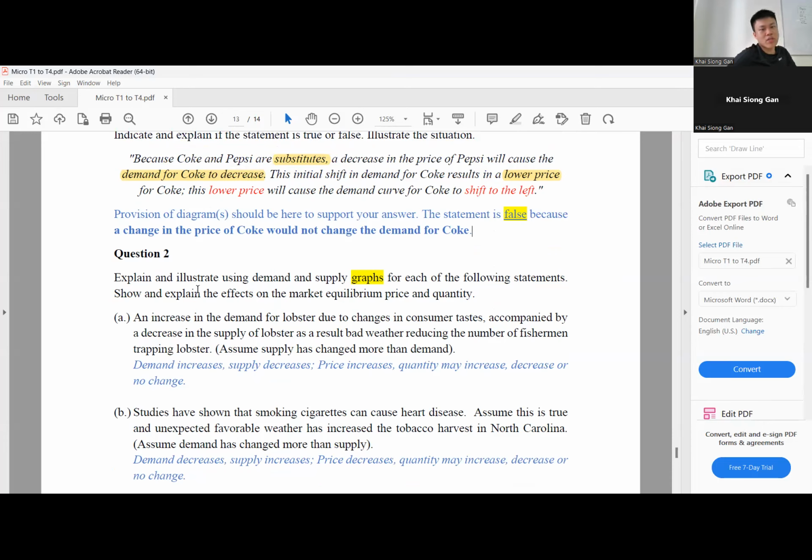Question 2 here, explain and illustrate using demand and supply diagram for each of the following statements. Question A, an increase in the demand for lobsters. Demand increases due to changes in consumer taste, accompanied by a decrease in the supply of lobster because of bad weather, reducing the number of fishermen trapping lobsters. So now we have an assumption here, supply shifts more than demand. Supply has changed more than demand. Again, I can show on the iPad. Give me a while. Let me stop sharing this one.